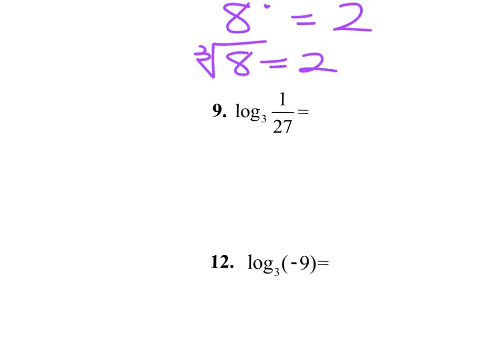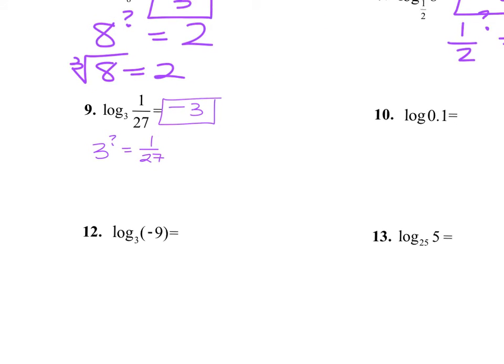All right, number 9. 3 to what power is 1 over 27? 3 to the third power is 27. What makes it drop down? A negative, right? So you would say a negative 3.